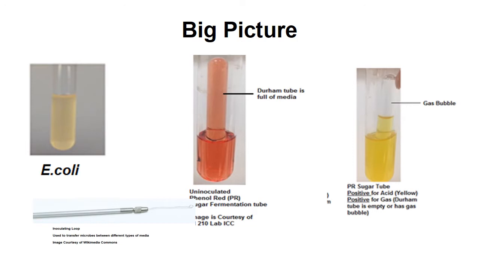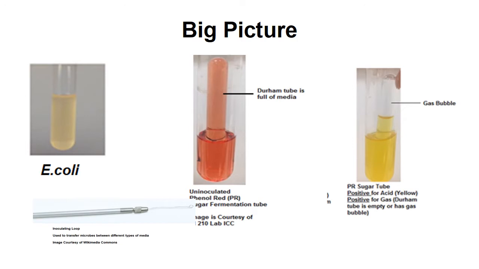In this picture, we're looking at just a sugar tube. It could be lactose, it could be glucose. Let's assume that it's glucose. So the tube is red, which is called phenol red, and it's going to tell us an indicator of whether or not an acid has been produced. And the Durham tube is full of media.